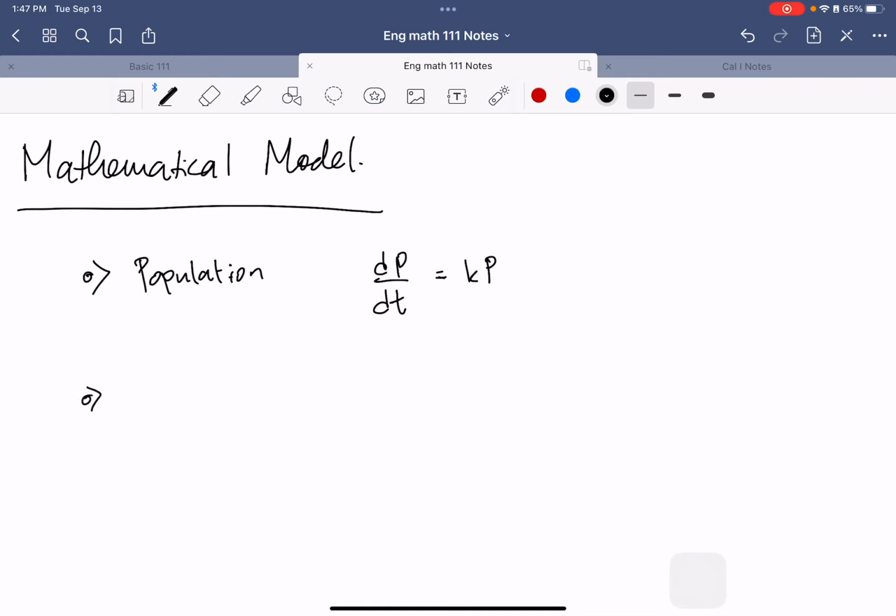Another model that is widely studied is the radioactive decay. So it's similar to the population model, but now we have decreasing numbers. So dA, it's related to, if P is the population, the A is related to the nuclei.